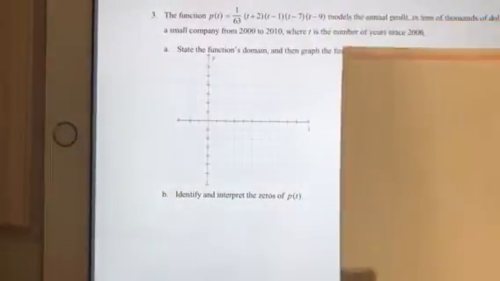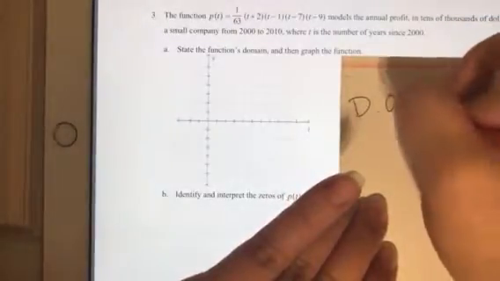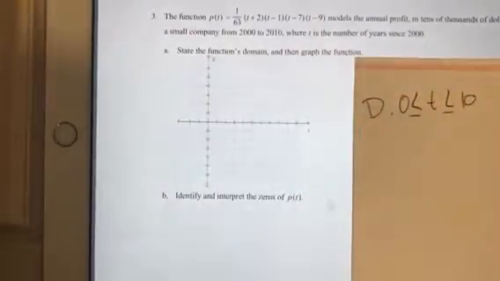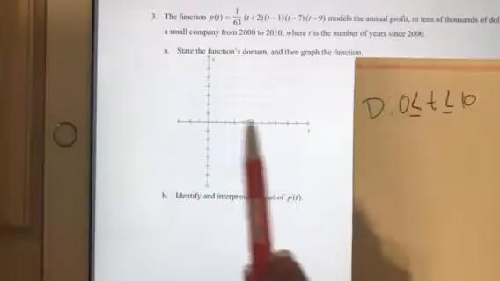So part A says state the domain. So my domain is 0 is less than or equal to t, which is less than or equal to 10. That is my domain. Then I'm going to graph it and identify and interpret the zeros. Again, we're talking about annual profit in years. So if we're talking about an intercept, the zeros, where is it at 0?